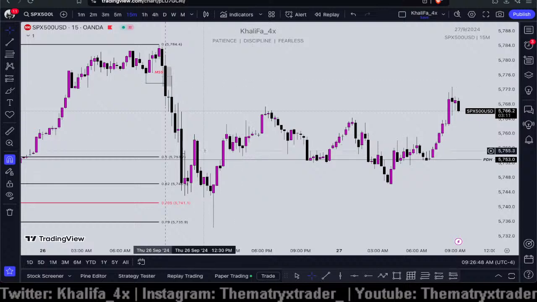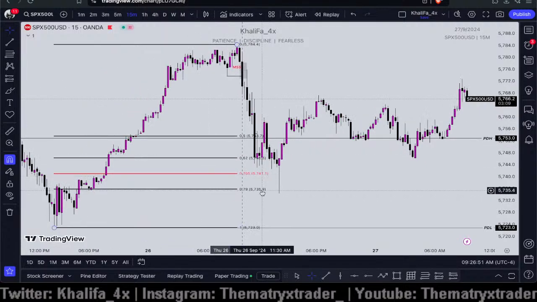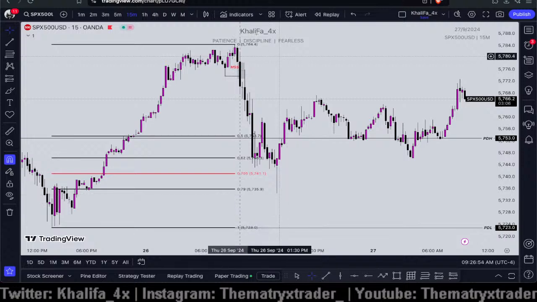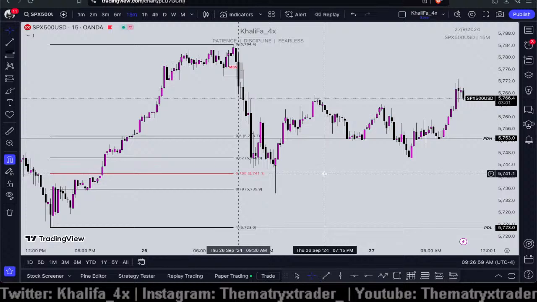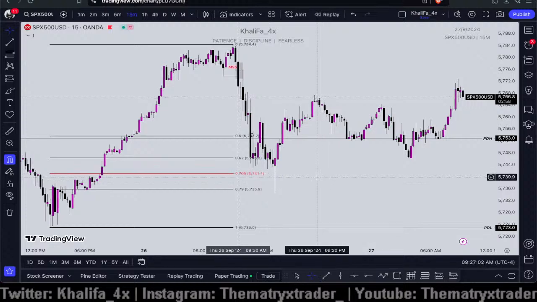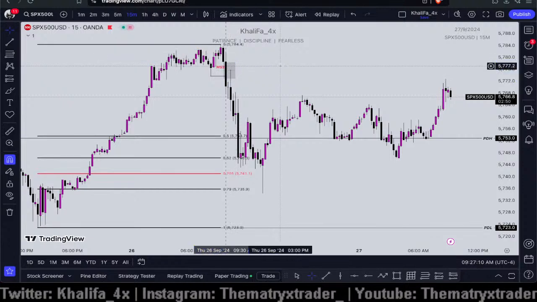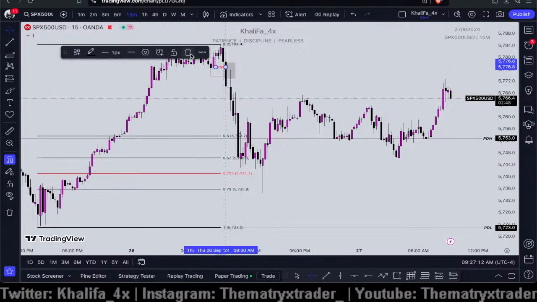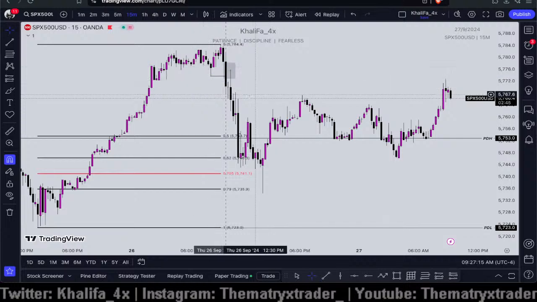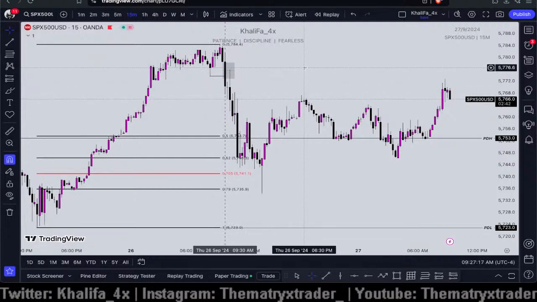Holy grail. You see, I also mark out this level as well on the SPX. I think I showed this in yesterday's live stream. Look how clean this is. Even though we got a real nice entry on the 15-minute time frame, we don't need to go back to the 1 minute or 2 minute or 3 minute time frames.